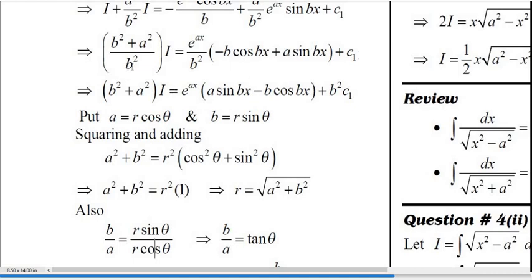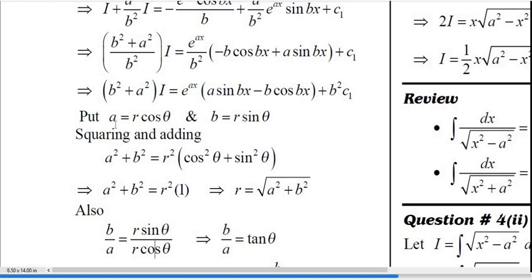Okay, this b square is dividing here. When we move from left to right side, it's multiplying by the whole term. This b square and this b square are cancelled out. We get b square plus a square I is equal to e power ax into a sin bx minus b cos bx plus b square c1.